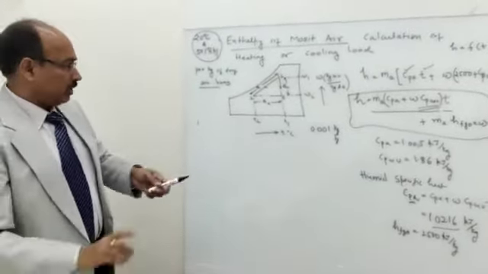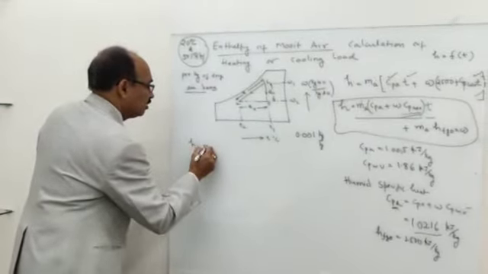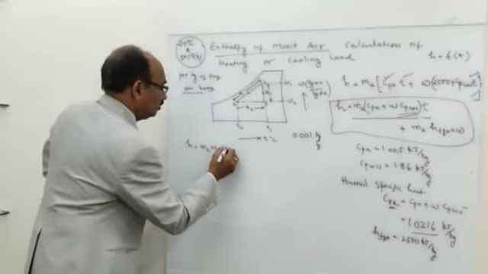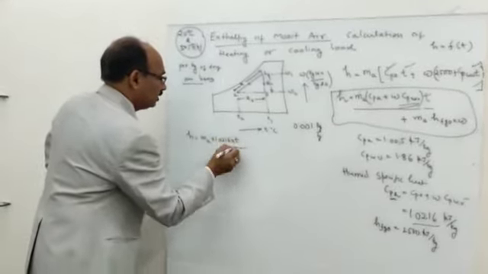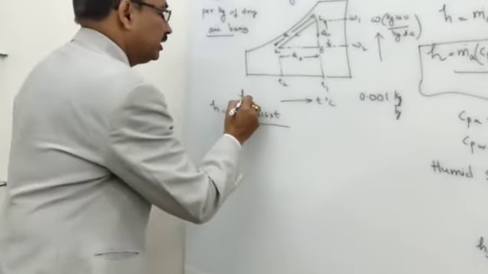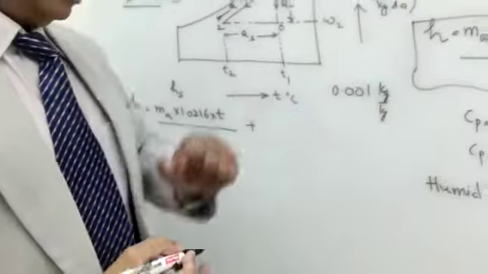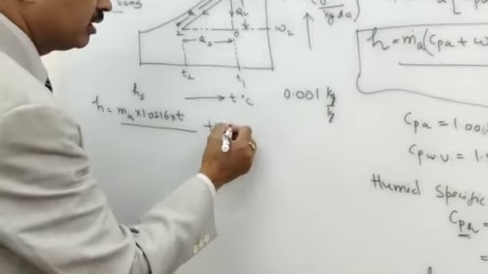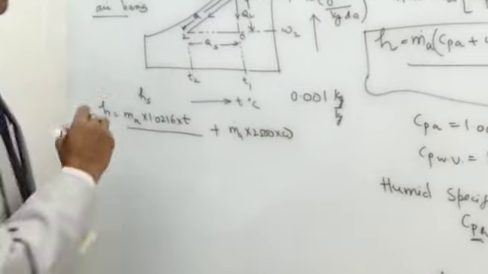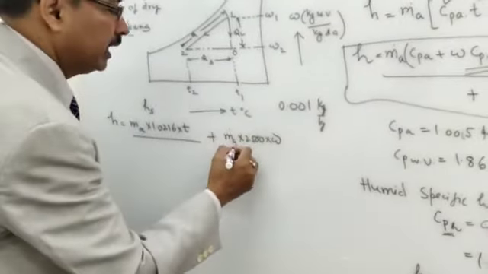So finally our expression is H is equal to mass flow rate into 1.0216 into T. This is the sensible heat part, or we call it HS part, plus we write mass flow rate into 2500 into omega. This is the latent heat part.